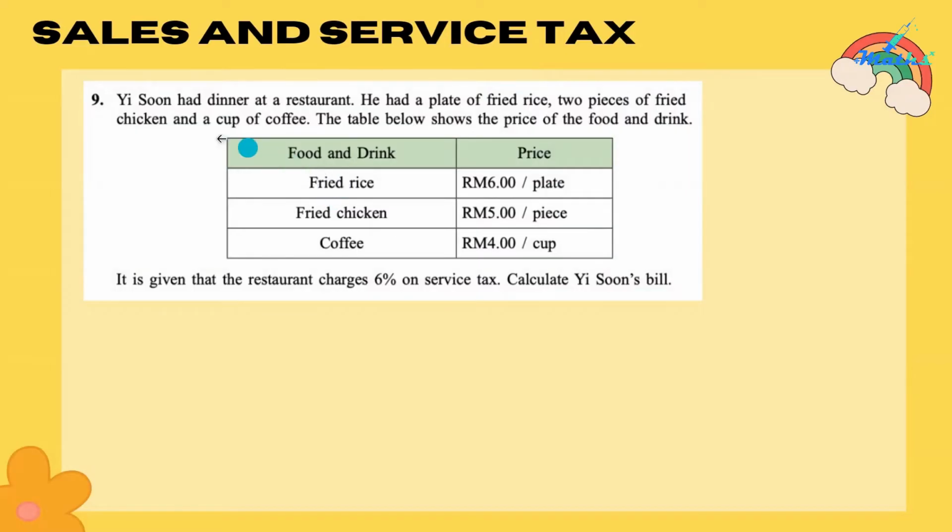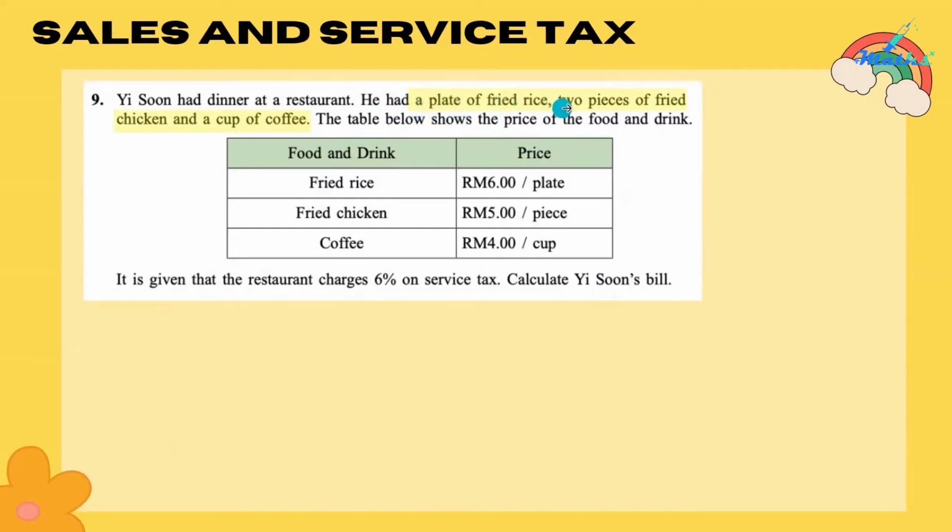So the question is, Yusun had dinner at a restaurant. He had a plate of fried rice, two pieces of fried chicken, and a cup of coffee. The table below shows the price of the food and drinks. So here's the table and the price. It is given that the restaurant charged 6% of service tax. So calculate Yusun's bill. So first, you need to check the items.